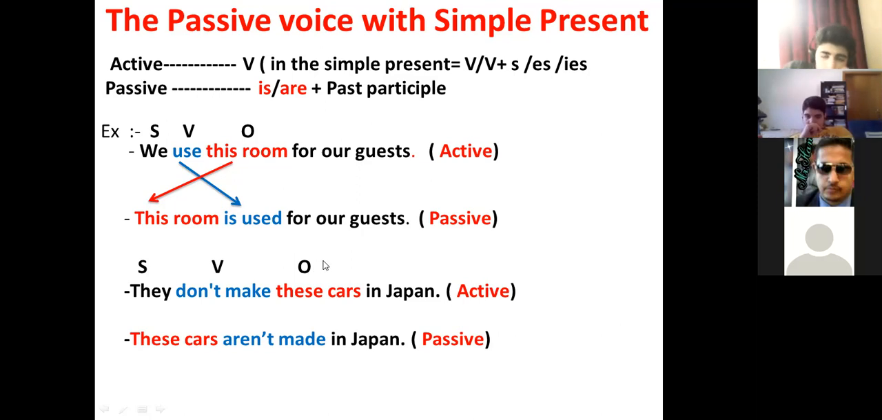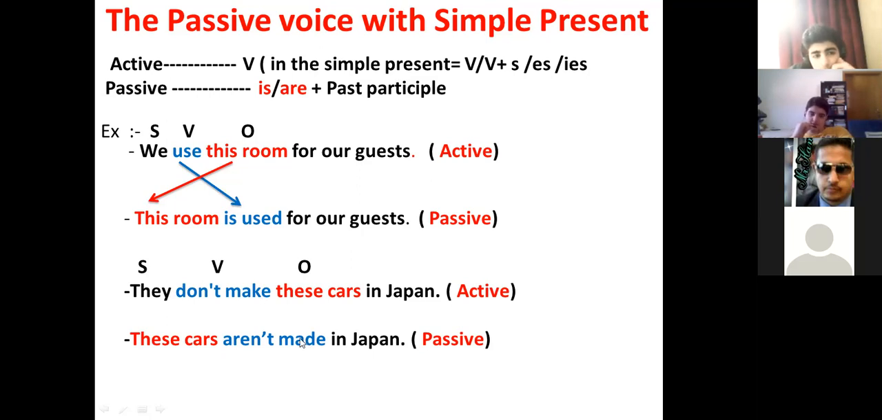Then we start with the object. What is the object in this sentence? These cars. Is it plural or singular? Plural, so we use "are." The sentence is in the negative form, so we must add the word "not," so it will be "aren't." These cars aren't, plus the past participle of the main verb "make," which will be "made."